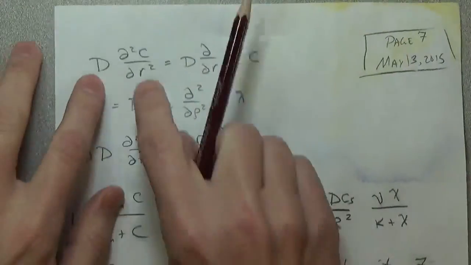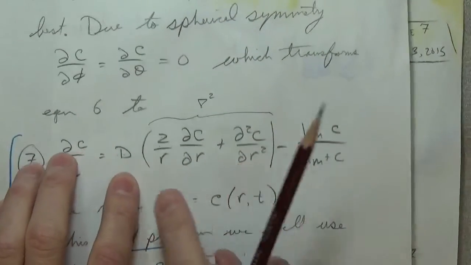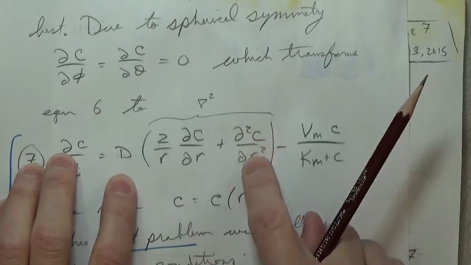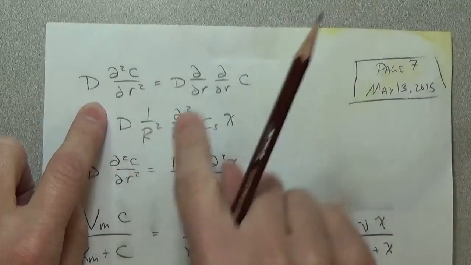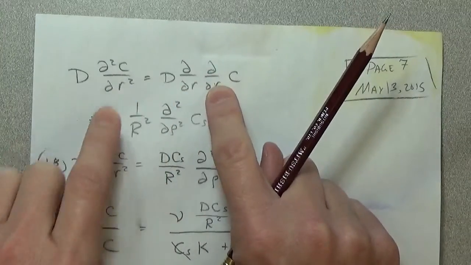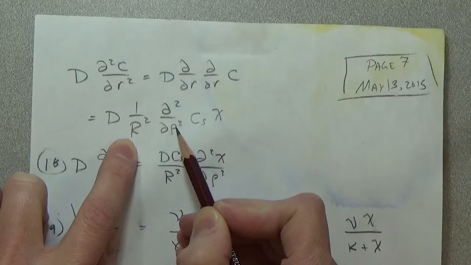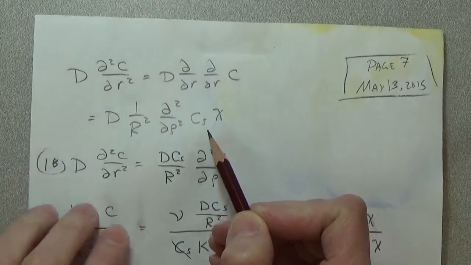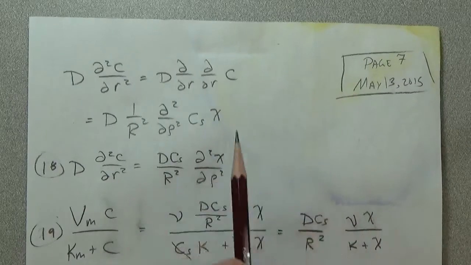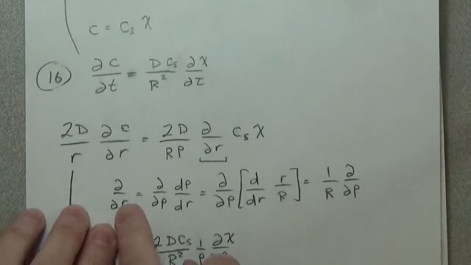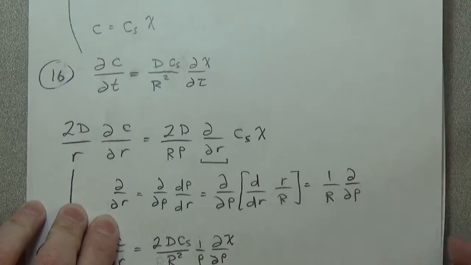We also have a term in our equation here that is D, and then the second derivative of c with respect to r. So D, second derivative of c with respect to r, well, that's D d by dr of d by dr, which is D over R squared, d squared by d rho squared Cs. And that's from the fact we know that d by dr is 1 over R d by d rho.